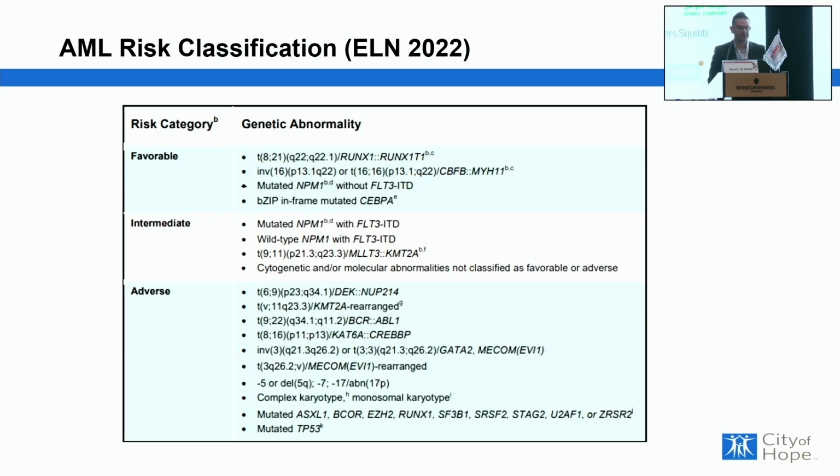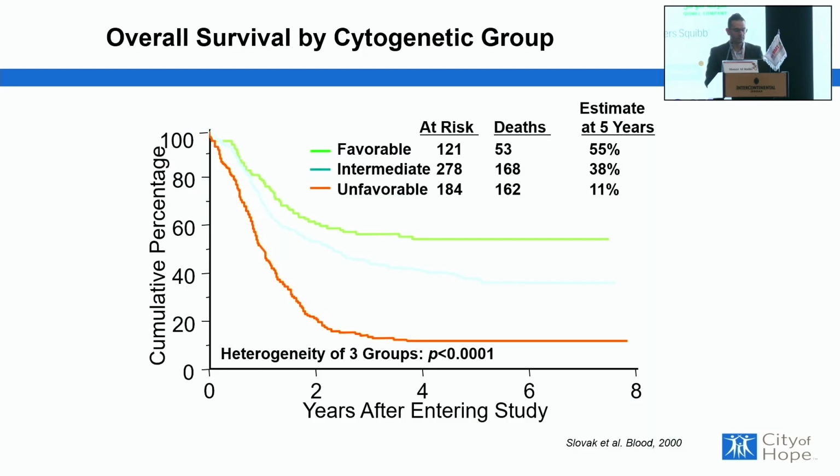As we all know, based on the recent ELN, this will be considered favorable. And based on those curves, expectation for long-term cure will be in the range of 55% at 5 years.